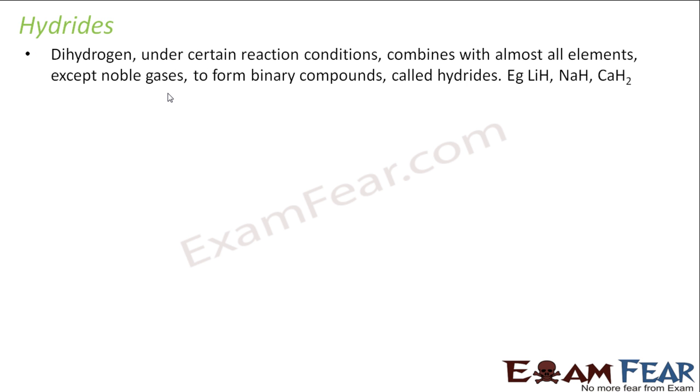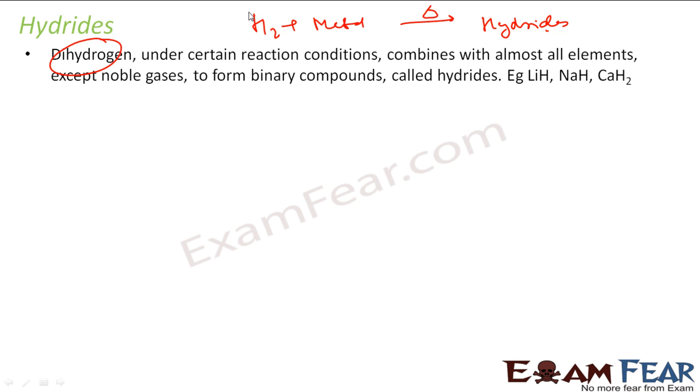Having said that, let's start the topic called hydrides. What are hydrides? We have told that hydrogen reacts with metal. When you heat this, it forms hydrides. Hydrogen reacts with almost all elements to form a binary compound called a hydride. For example, LiH, NaH, CaH2, these are hydrides.